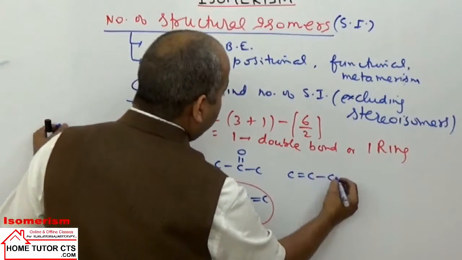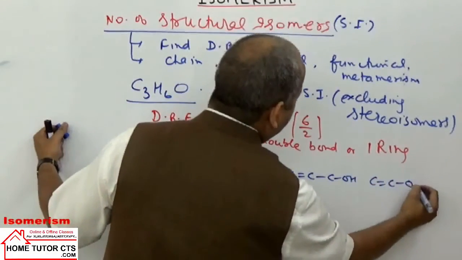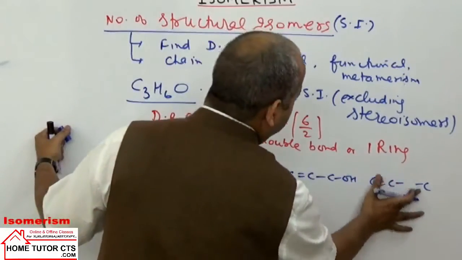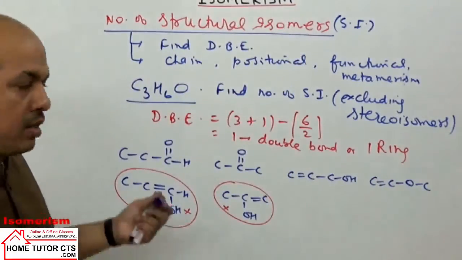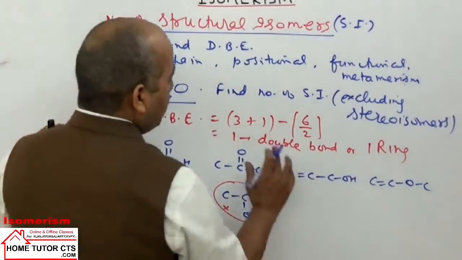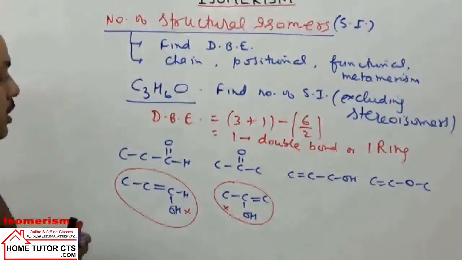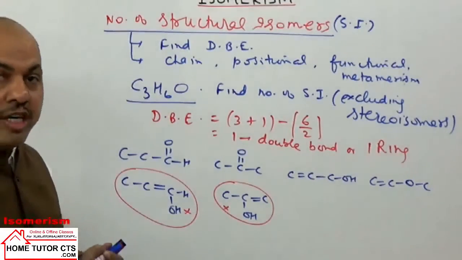Then you can have alcohol, and when you have alcohols, ethers will also be there as functional isomers. Metamers are not possible here, only 3 carbon atoms are given. Now in open chain compound we have got 4 isomers. That means in open chain compound we are having 4 structural isomers.